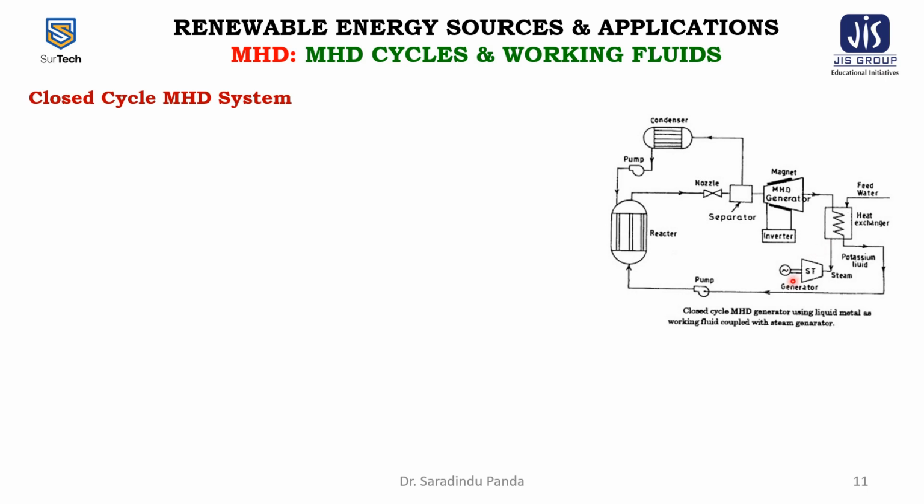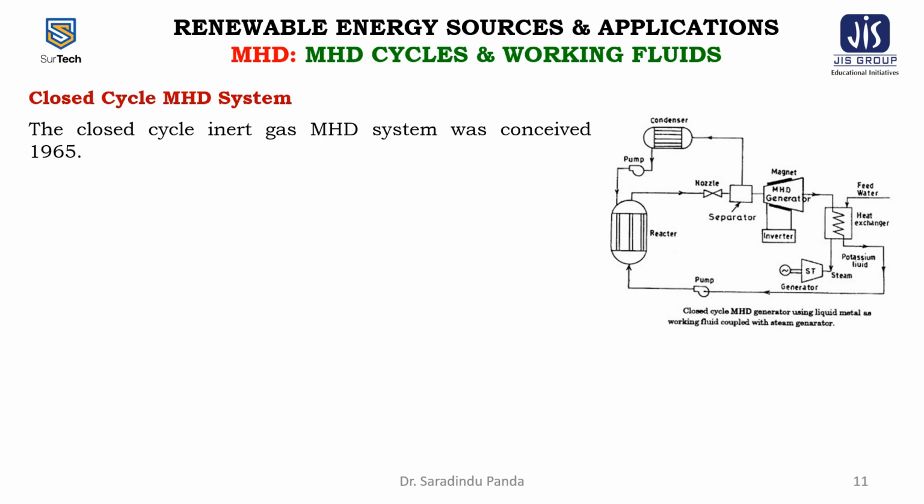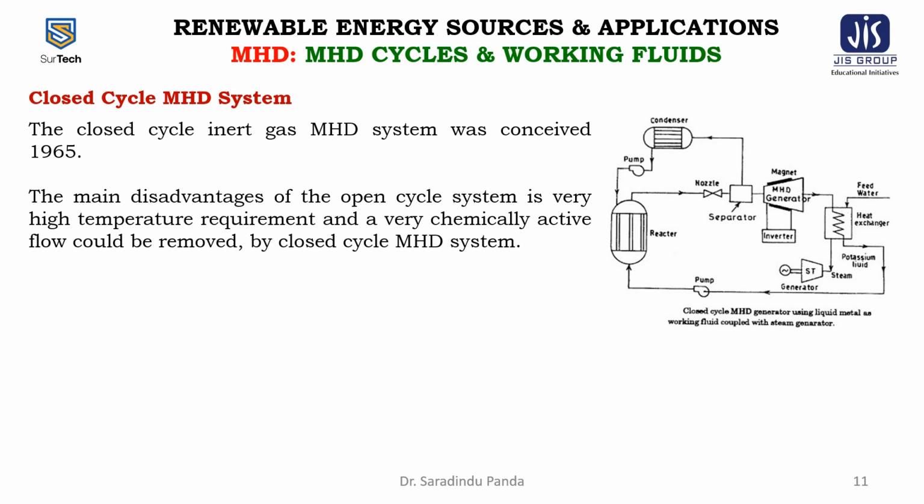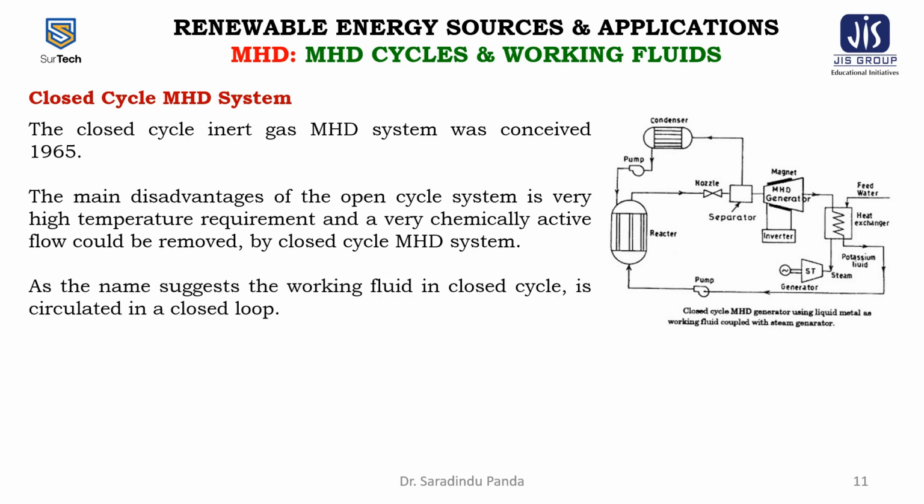Now come to the closed cycle MHD system, which is shown in the figure. The closed cycle inert gas MHD system was conceived in 1965. The main disadvantages of the open cycle system, the very high temperature requirement and a very chemically active flow, could be removed by the closed cycle MHD system. As the name suggests, the working fluid in a closed cycle is circulated in a closed loop. The working fluid is helium or argon with cesium seeding.